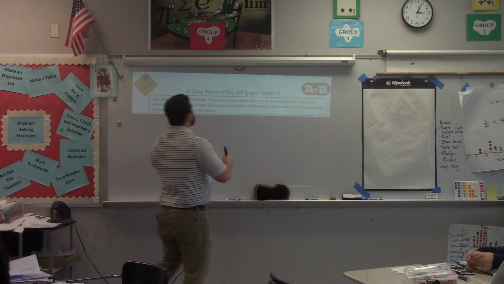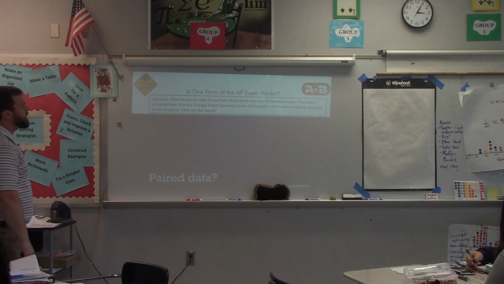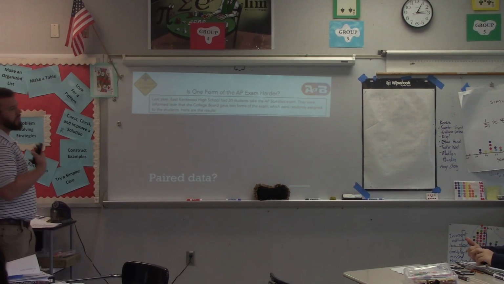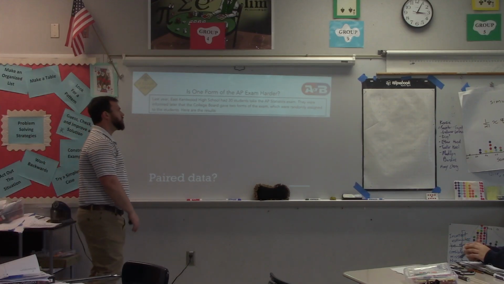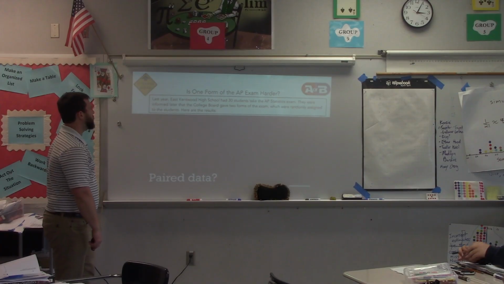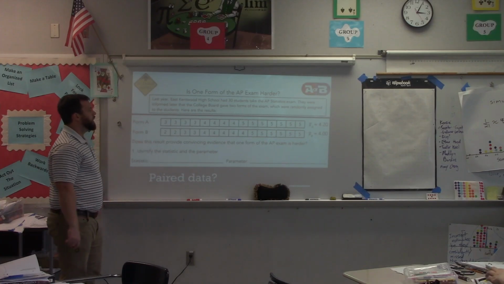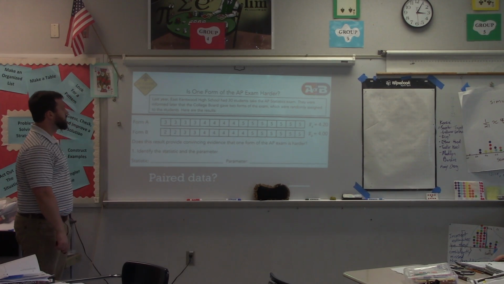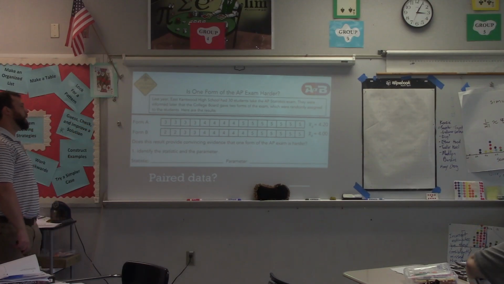Alright, so is one form of the AP exam harder? Last year, East Kentwood High School had 30 students take the AP Stats exam. They were informed later that the College Board gave 2 forms of the exam, which were randomly assigned to the students. Here are the results. We have Form A and Form B. In Form A, the mean is 4.2, the mean of B is 4.0. Does this result provide convincing evidence that one form of the AP exam is harder?